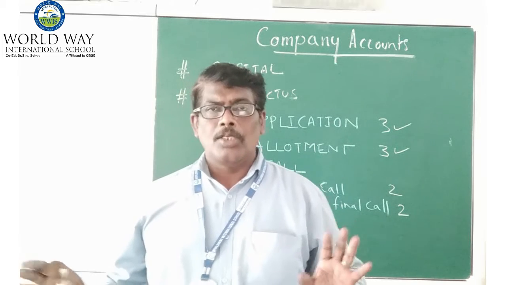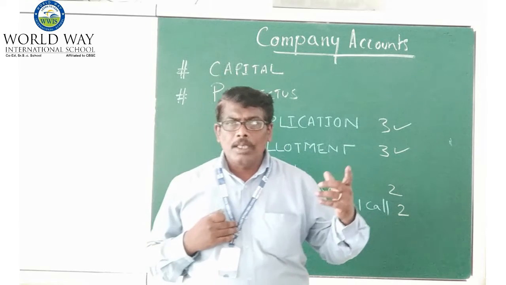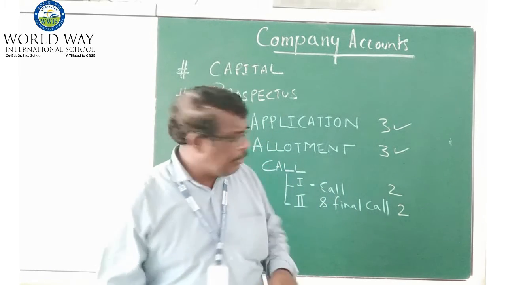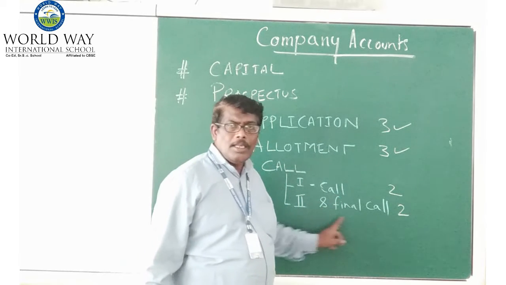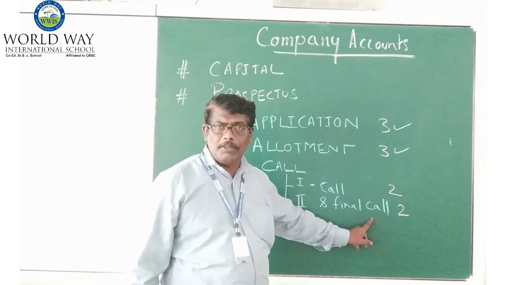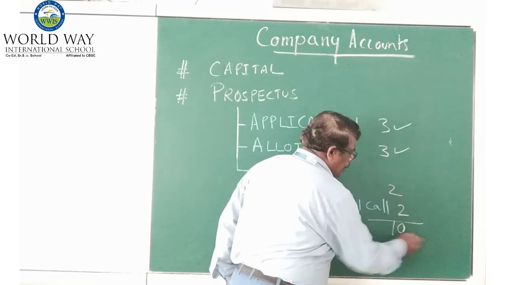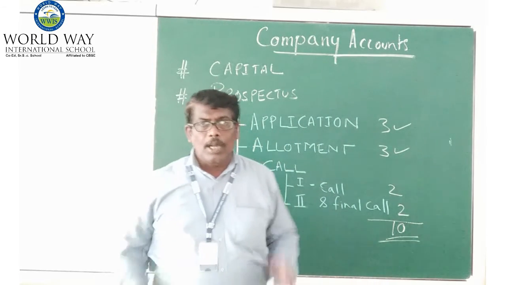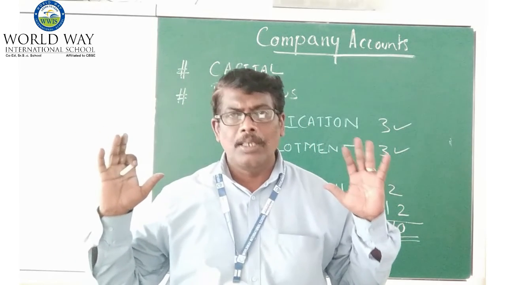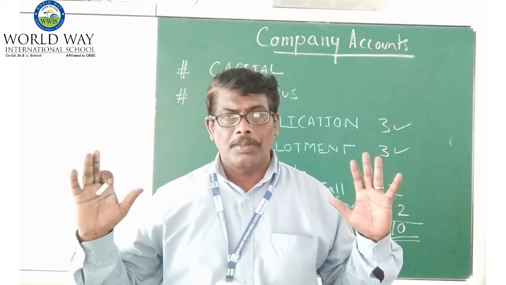You're getting the point? If I wish, I can pay in one slot or I can pay in 2 different installments. Those installments are known as first call and second call. At the time of first call, I have to pay 2 rupees, and at the time of second call, I have to pay 2 rupees. In this way, I made the payment of 10 rupees per share. So like this, the company accumulates capital from various shareholders, various applicants.